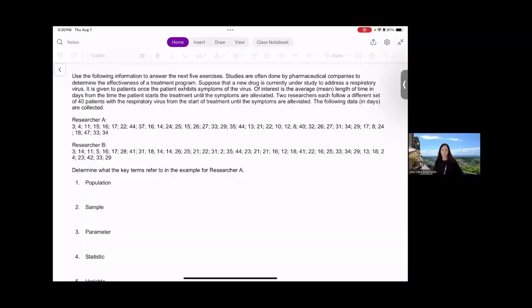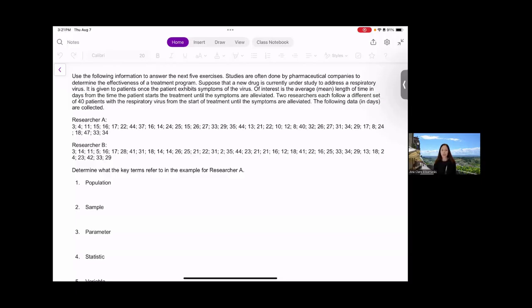Now let's look at an example where we are to define or pick from the problem, what is the population, what is the sample, and so on. So let's go ahead and do that. Okay, use the following information to answer the next 5 exercises. Studies are often done by pharmaceutical companies to determine the effectiveness of a treatment program. And suppose that a new drug is currently under study to address a respiratory virus.